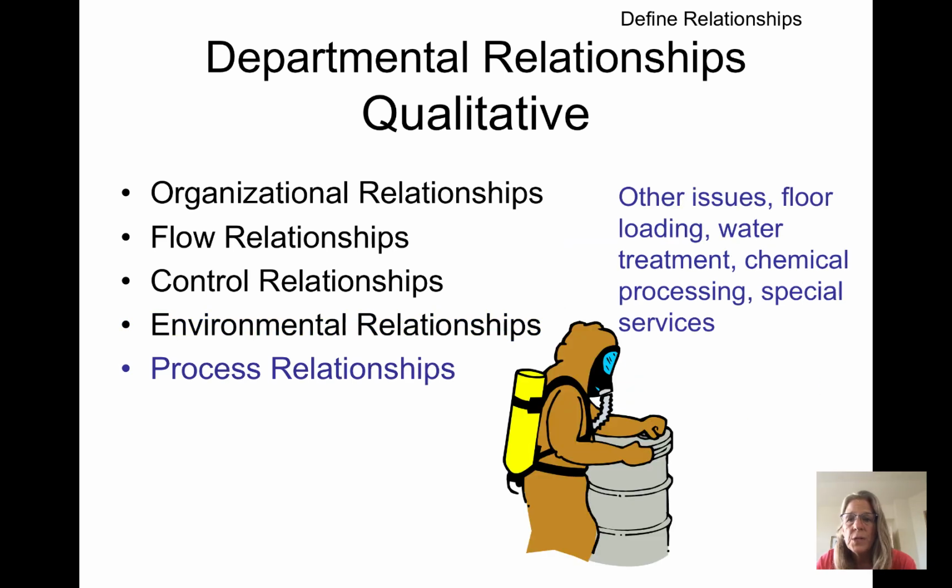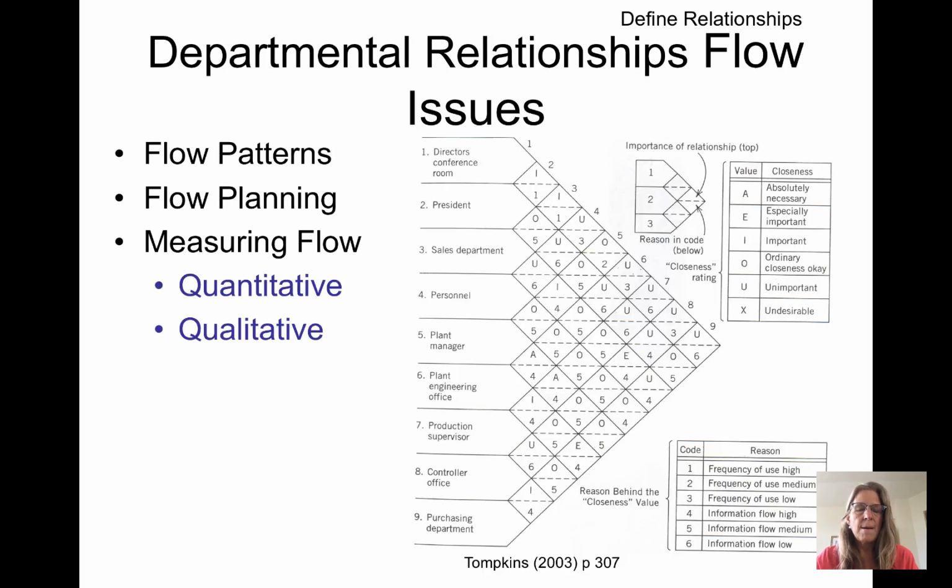Any other issues like floor loading, like is there some heavy piece of machinery that needs to be in a certain place, water treatment associated with plumbing, chemical processes, or any kind of special services that maybe needs to be near a door. So all of these things need to be considered when you're developing a relationship chart. So this is an example of a relationship chart.